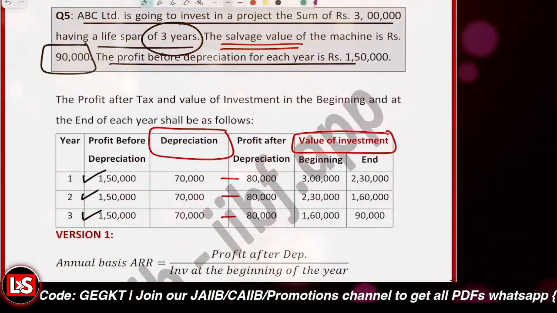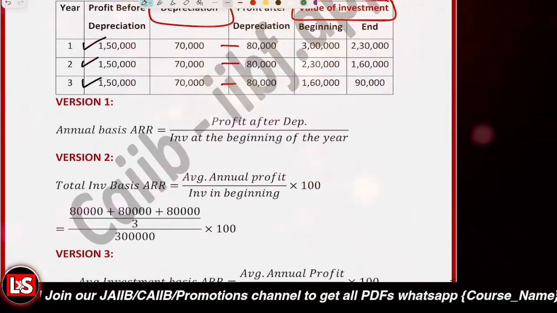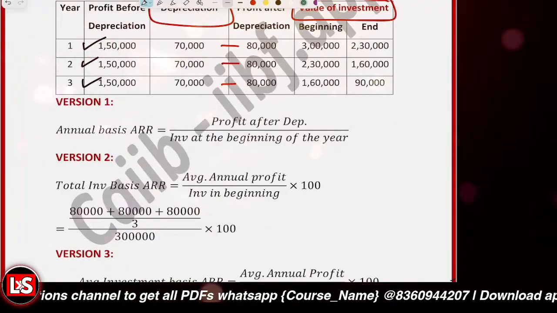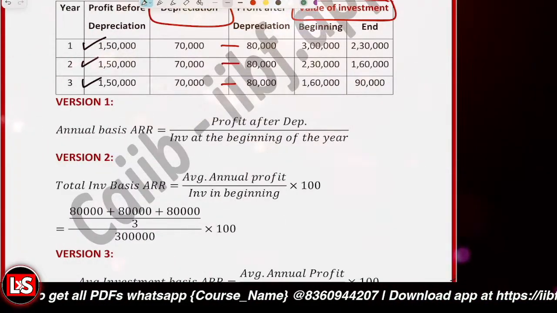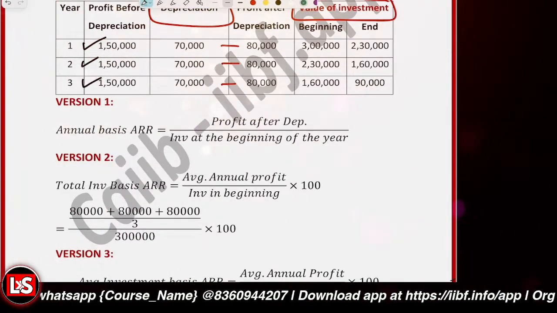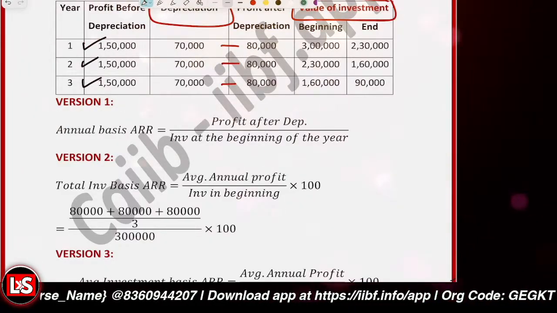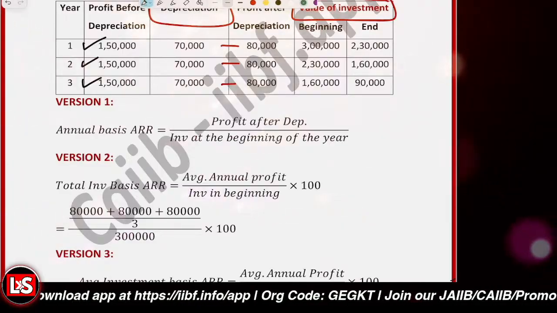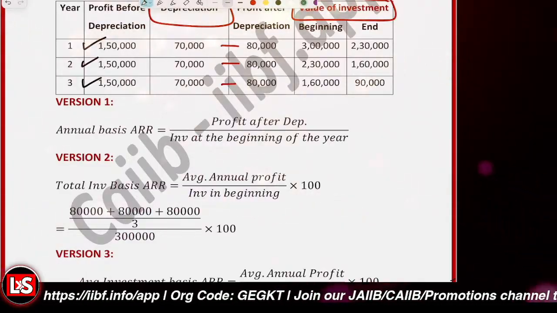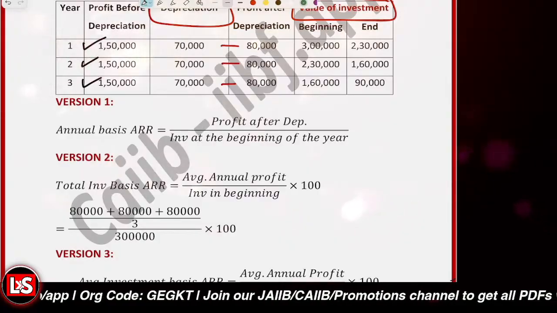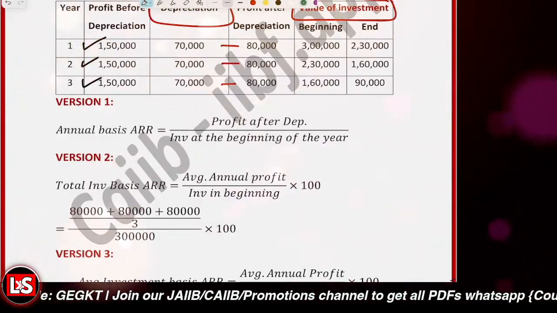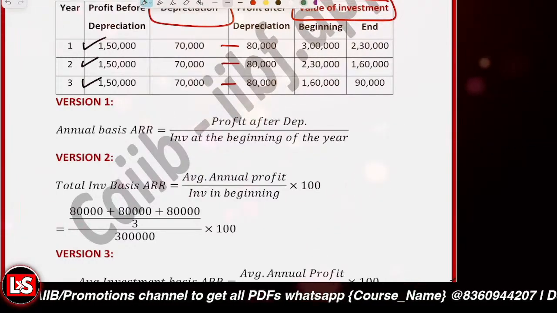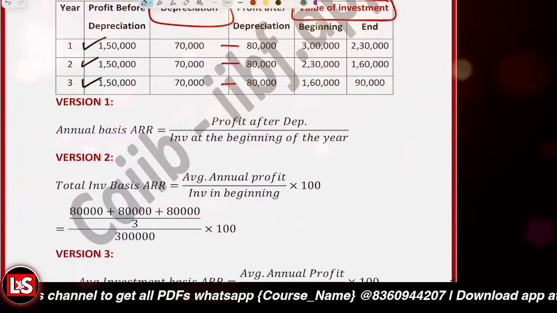Getting it? Now we have the formulas here. Like I just told you, there are multiple formulas for it. Let's have a look at it. Version number 1 says that if we are calculating the ARR on an annual basis, it will be equal to profit after depreciation divided by the investment at the beginning of the year.